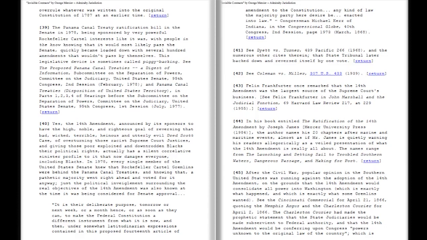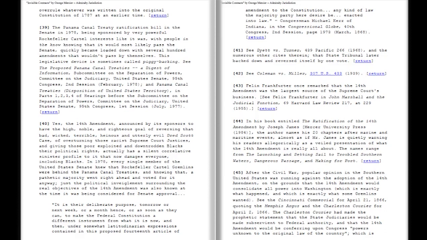Return. 44 In his book entitled The Ratification of the 14th Amendment by Joseph James, Mercer University Press, 1984, the author names his 20 chapters after marine and maritime events, almost as if Mr. James is quietly warning his readers elegantly, as a veiled presentation of what the 14th Amendment is really all about. The names range from the launching and setting sail to troubled southern waters, dangerous passage, and making for port. Return. 45 After the Civil War, popular opinion in the southern United States was running against the adoption of the 14th Amendment, on the grounds that the 14th Amendment would consolidate all power into Washington, which is exactly what happened, and which is exactly what some gremlins wanted.